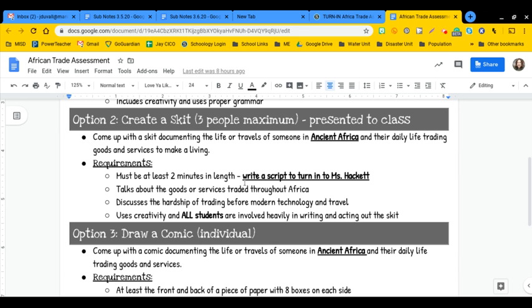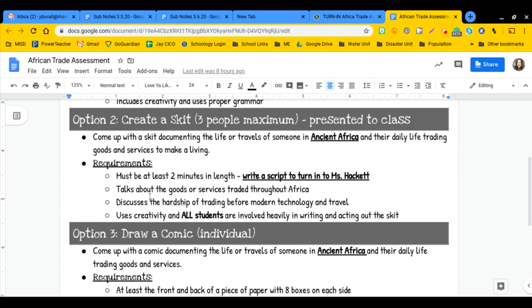You also need to have a script that you turn into me the day that it's due. So again, next Tuesday is when this is due. You need to write a script on Google Docs and send it to me before then. And you also need to have that submitted to Schoology on the day that it's due. So you can either submit it to Schoology or you can share it with me. I'd prefer you submit it to Schoology so that I can grade it in there.